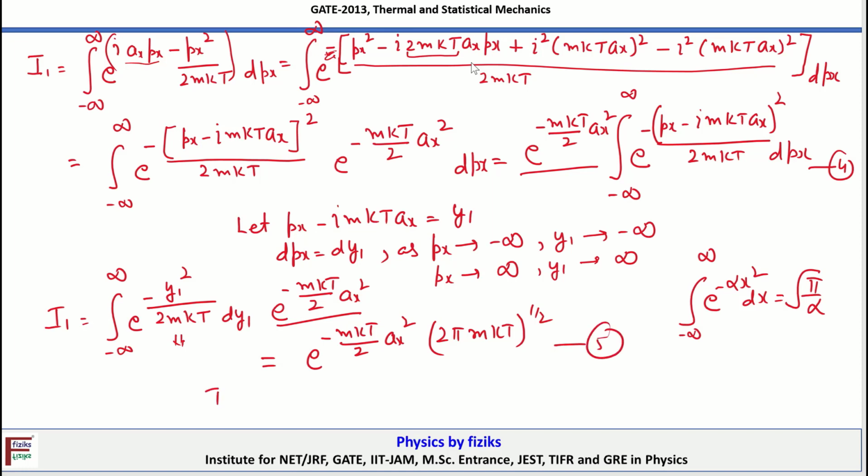Similarly, we can obtain I2 and I3. In case of I2 we will have a_y² here, and in case of I3 we will have a_z², and the rest of the terms will be identical. So for I2 I will have exponential minus mkT by 2 a_y², and then multiplied by (2 pi mkT) to the power 1 by 2, and for I3 we will have a_z², and the rest of the terms will be similar.